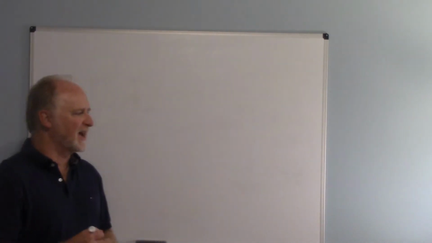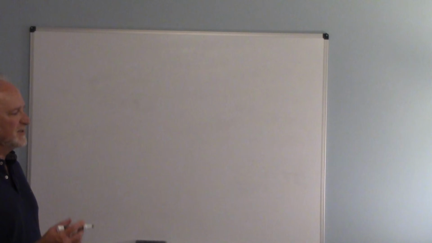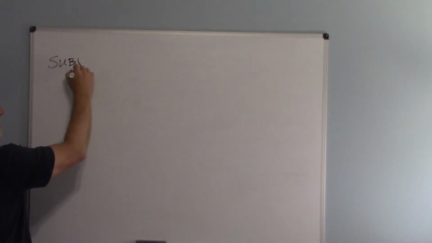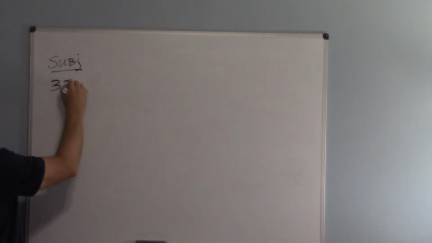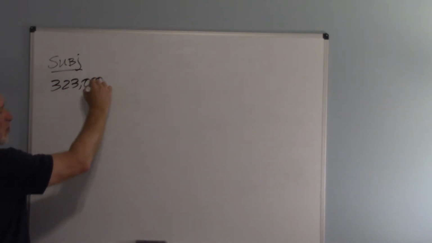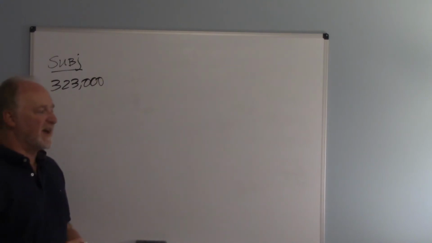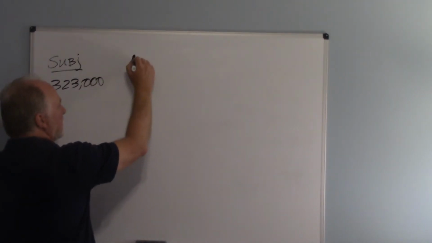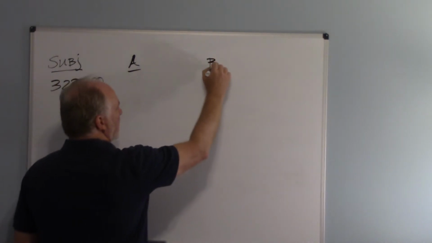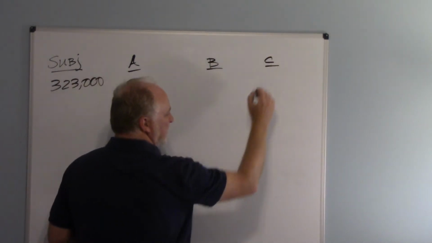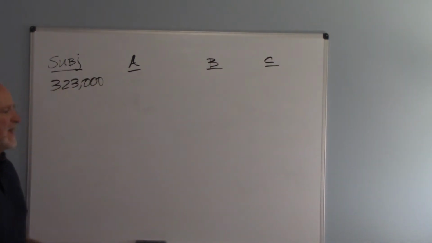So let's take a look at this. My subject property is listed for 323. Got to be honest with you, at the end of the day, that's not going to be important. The subject property value is usually what we're looking for. It's not going to be that big a deal in this problem. The buyer's agent finds 3 comps, A, B, and C, that recently sold for $320,000, $330,000, and $325,000 respectively.